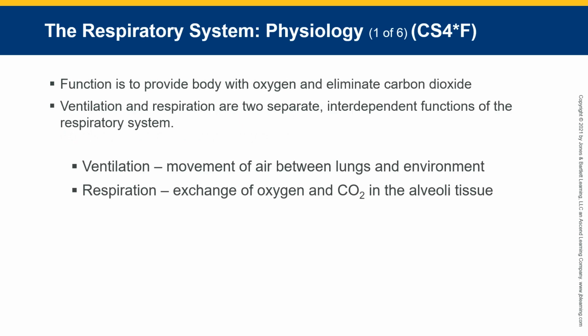Some physiology of the respiratory system. The function of the respiratory system is to provide the body with oxygen and eliminate carbon dioxide. Ventilation and respiration are two separate functions of the respiratory system, and the NREMT really wants you to know the difference between the two. Ventilation is the movement of air between the lungs and the environment, and respiration is the exchange of oxygen and CO2 at the tissue level. So you could have one and not the other. You could have ventilation where you're breathing in lots of air from the environment, but that air is rich in carbon monoxide and you're not getting any oxygen from it. That wouldn't be respiration happening, but ventilation would be happening.